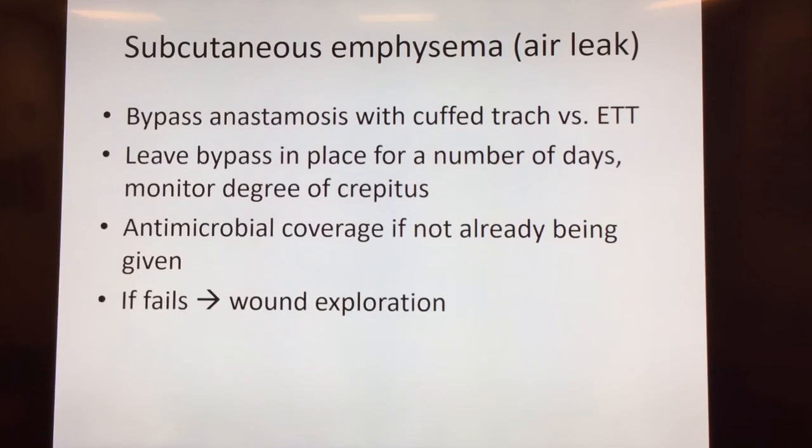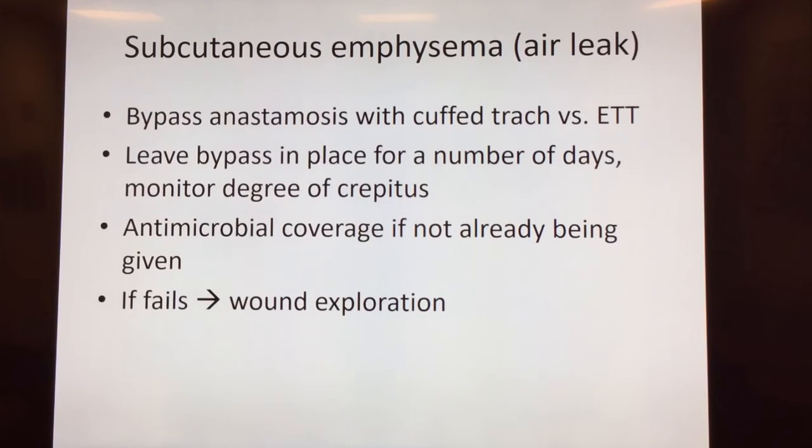As far as subcutaneous emphysema, if you experience an air leak postoperatively after your airway reconstruction, the best thing to do if it is progressing and if it is a problem, first of all, you do conservative management and you can observe it, and if it's not getting any worse, then you can just leave it alone and have your patient on antibiotics to try to prevent any infection. If it is getting worse, then you may need to bypass that anastomosis with a cuffed trach versus a cuffed endotracheal tube. So the whole idea here is to isolate the area of leaking and bypass it.